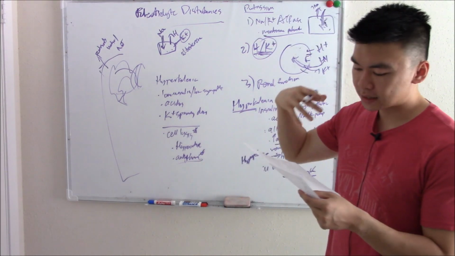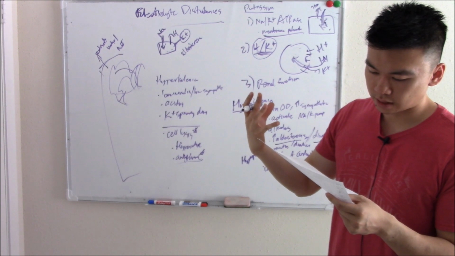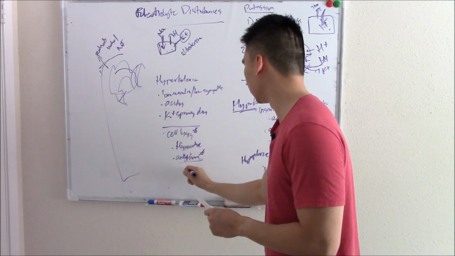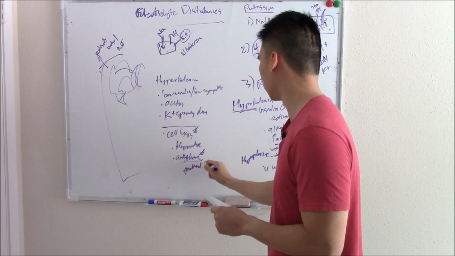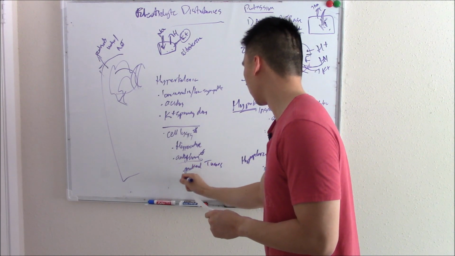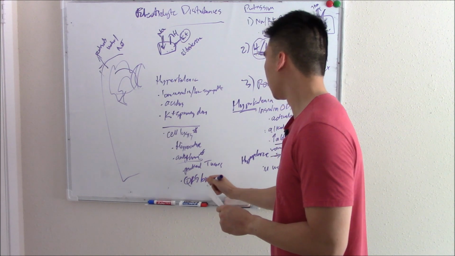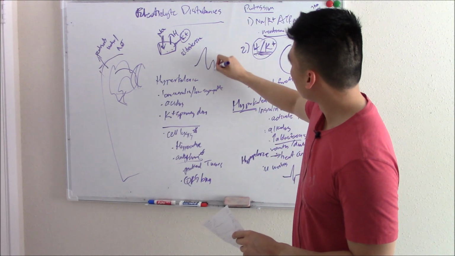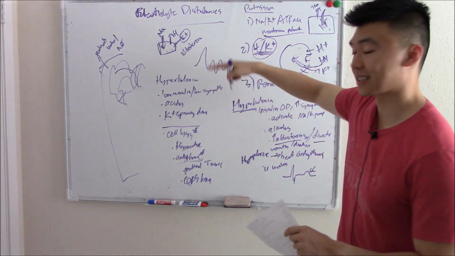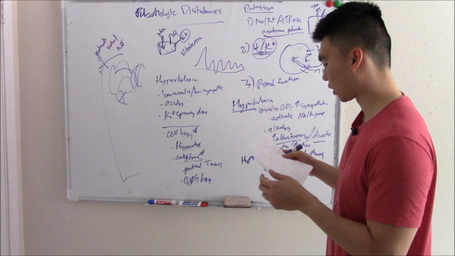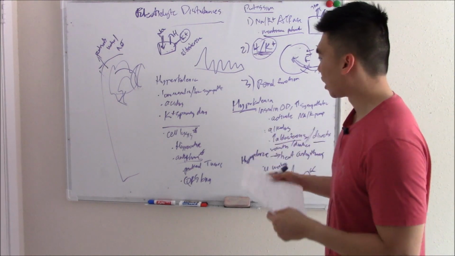Okay. However, this looks a little bit different. Yeah, it's more excitable, so it has to look a little bit different. You get peaked T waves. You get QRS prolongation. And it can prolong so much that it starts to look like a sine wave. If you see it on ECG, think of hyperkalemia. Okay? Now, what's the treatment?